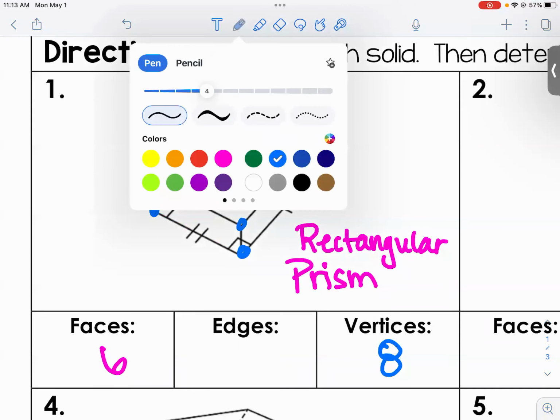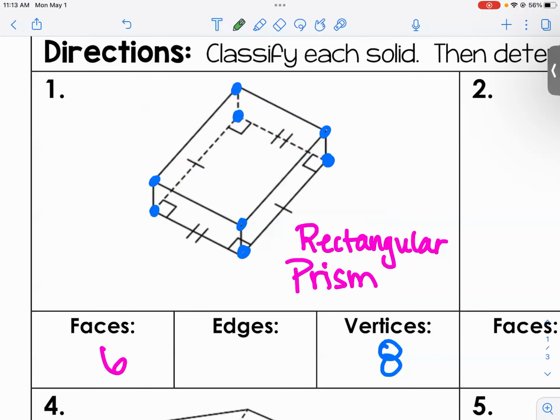And then I'm going to trace our edges in green. Does that sound good? Yes. So like this is one edge. And here's a second one. 3, 4, 5, 6, 7, 8, 9, 10, 11. I'm counting 12, my dear. I'm counting 12 edges.